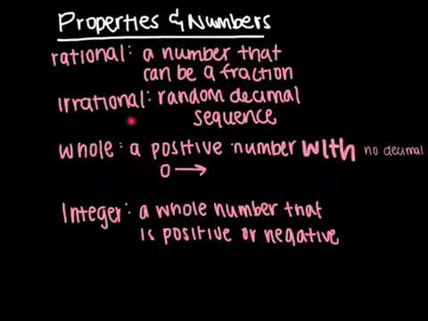The next term is an irrational number. An irrational number is a random decimal sequence. So if you plug a number into your calculator and there's no repetition with the decimals, you know it's irrational.